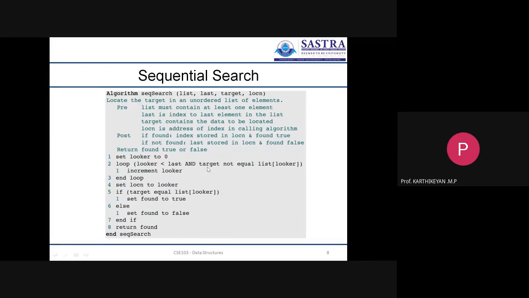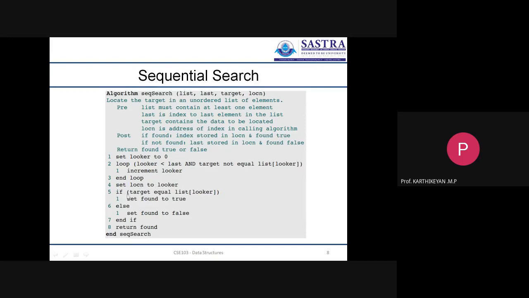And the second condition is the target value that we need to search, whether it is equal to the array of looker, that is, list of looker. We are comparing each element of the list with the target. If it is not equal, then we are incrementing the looker value. If it is equal, then the loop will exit, and we assign the looker value to the location.